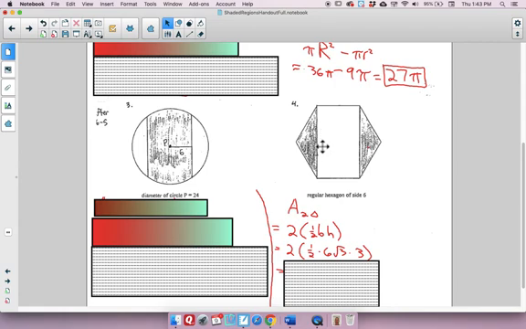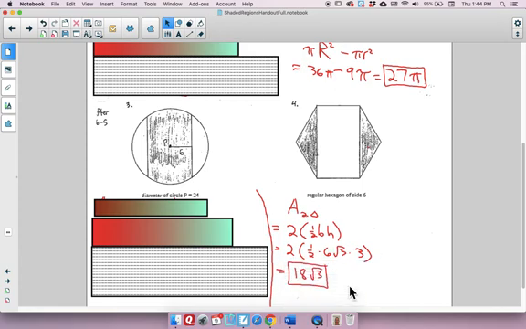So the entire base is 3 root 3 plus 3 root 3, because there's 2 there, right? So 3 root 3 plus 3 root 3 is 6 root 3. That's my base. And my height we said was 3. And then we just do the math and get 18 pi. Awesome.